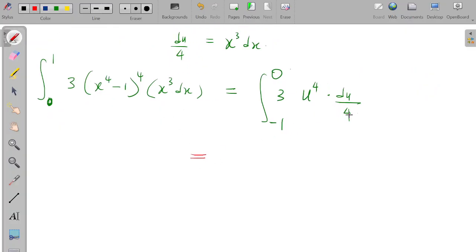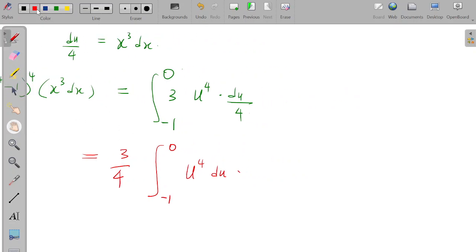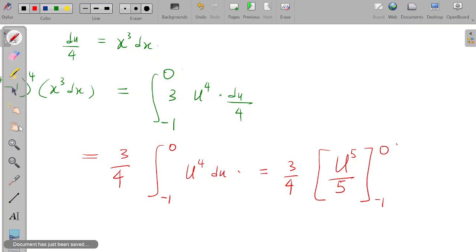Okay, from one of our properties, this is a constant 4. I can pull it out. This is a constant 3. I can pull it out. So it will be 3 over 4 out. Then the integral from negative 1 to 0. This becomes u raised to power 4 du. Okay, that's what we have. Now, let's continue. So this is 3 over 4. This now becomes u raised to power 5 over 5. Then from negative 1 to 0. Okay.